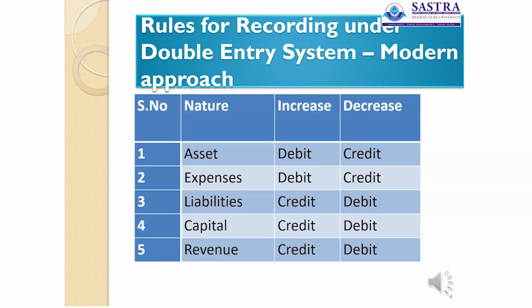If there is an increase in assets, the asset accounts are debited. If there is a decrease in assets, the asset accounts are credited. That is, if there is an increase in assets, the asset accounts are debited. If there is a decrease in assets, the asset accounts are credited. The next one is expenses. Owner's equity is decreased by the amount of revenue expenses.